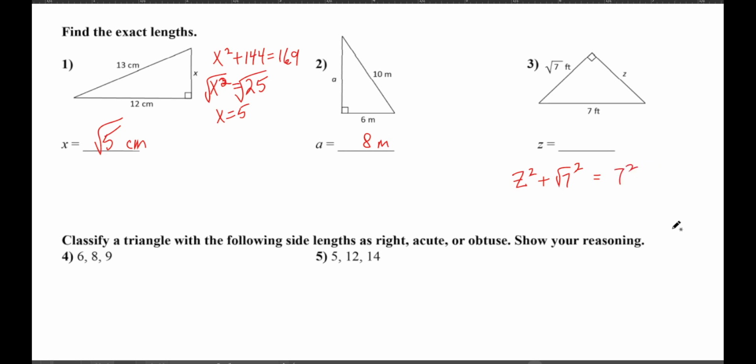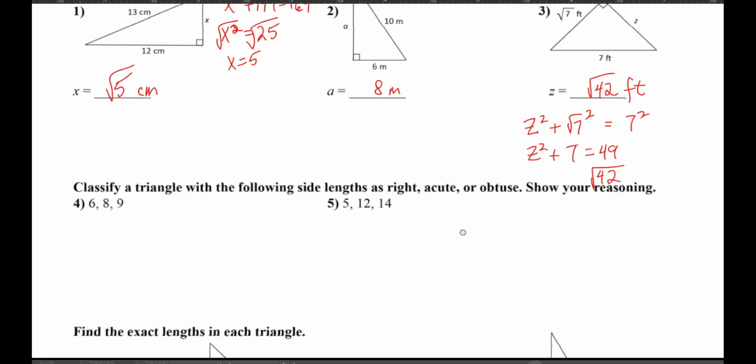7 squared. Okay? So z squared plus. Now this is easy. It looks difficult. It looks weird and crazy, but it's super easy. What happens when you square root? They go away, and then what are you left with? Just a 7. What's 7 squared? 49. Subtract 7. It's 42. Then what do you do? Take the square root. There you go. That's your answer. Square root of 42. It's in feet, so we put feet.